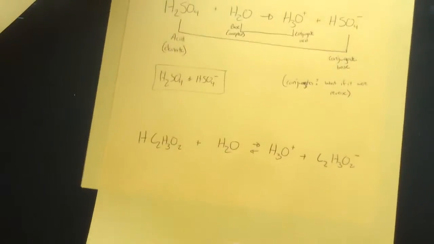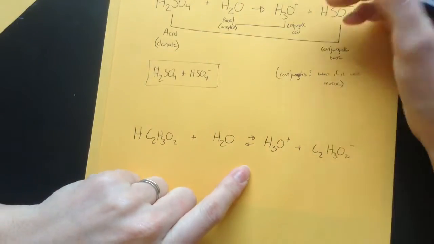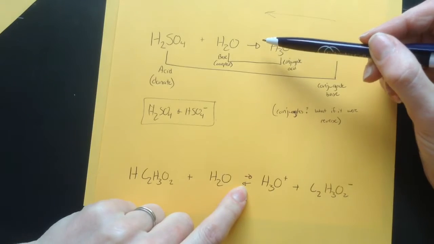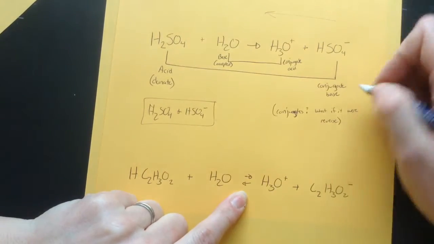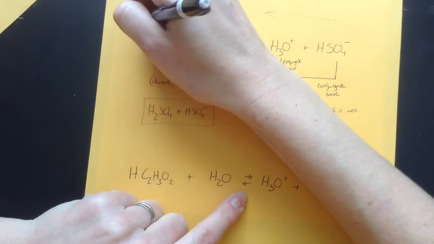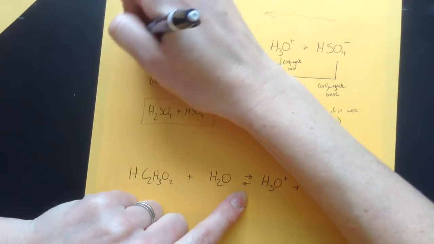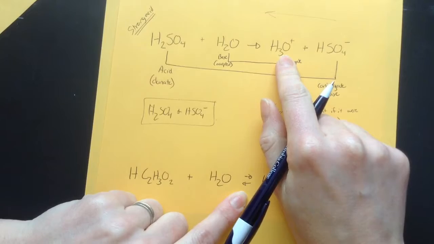So let's look at another one. I want you to first see the difference between these two. Do you see how there's one arrow here and two arrows here? H2SO4, remember, is one of those strong acids. And as a result of those strong acid, it completely dissociates in water.